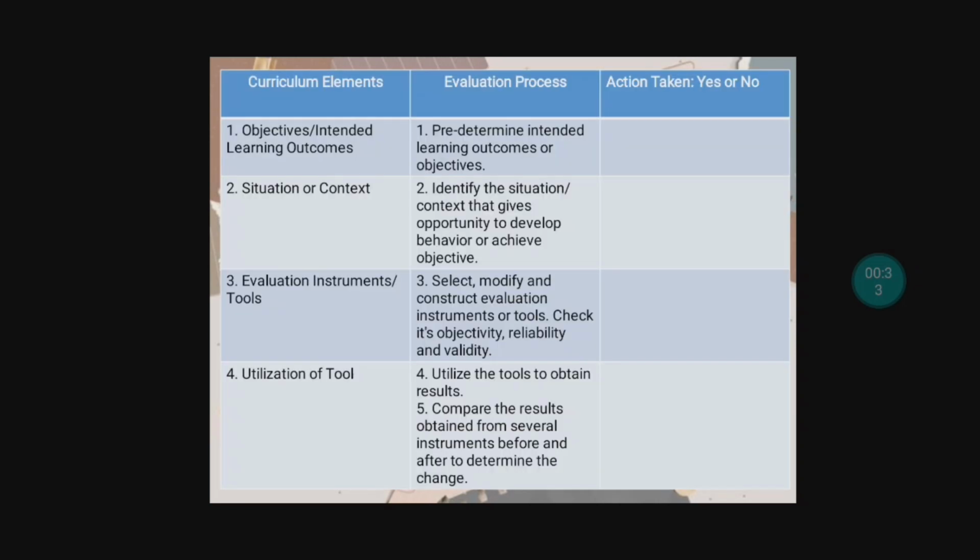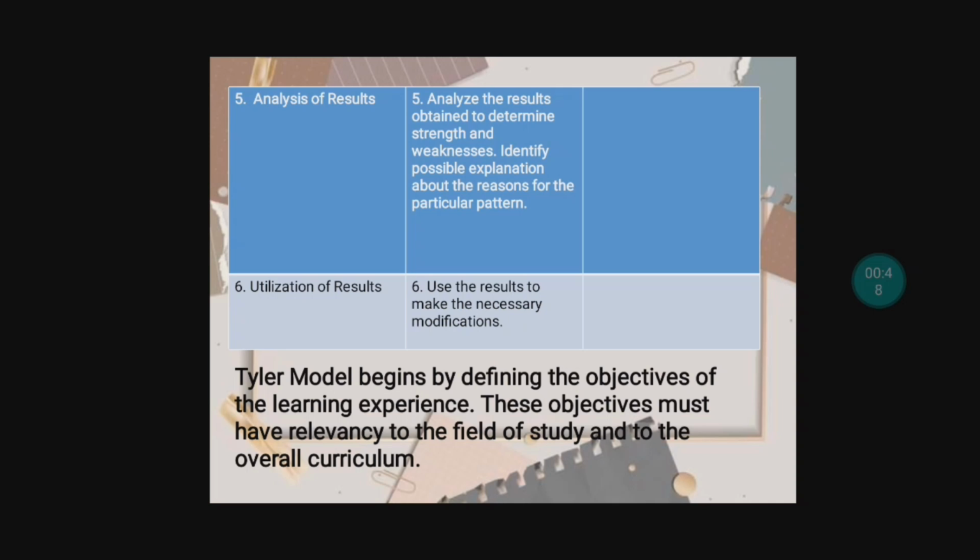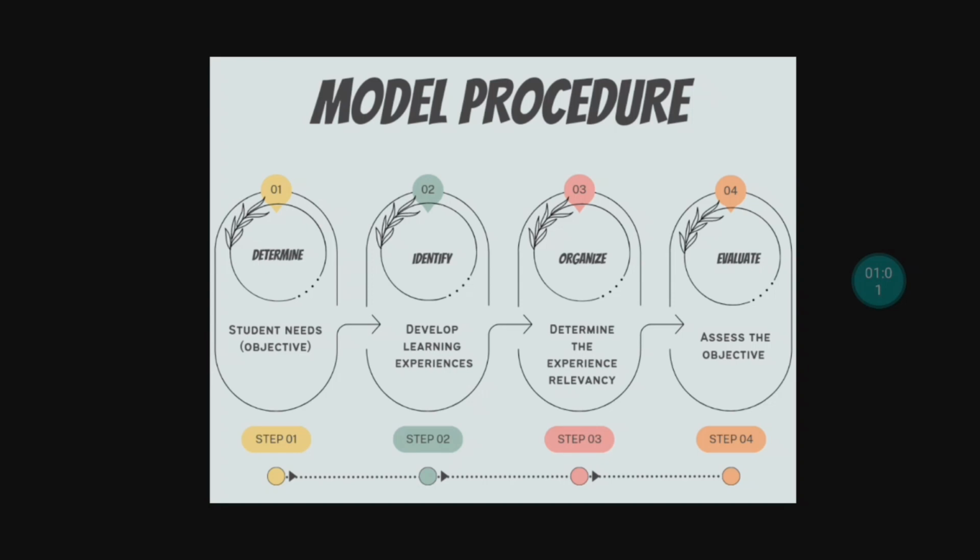So here is how the model of Ralph Tyler looks. Here, you are going to check yes if the given indicator has been achieved and no if not. The Tyler model begins by defining the objectives of the learning experience. These objectives must have relevancy to the field of study and to the overall curriculum. So this is the model procedure. This model obtains the curriculum objectives from three sources: the student, the society, and the subject matter.